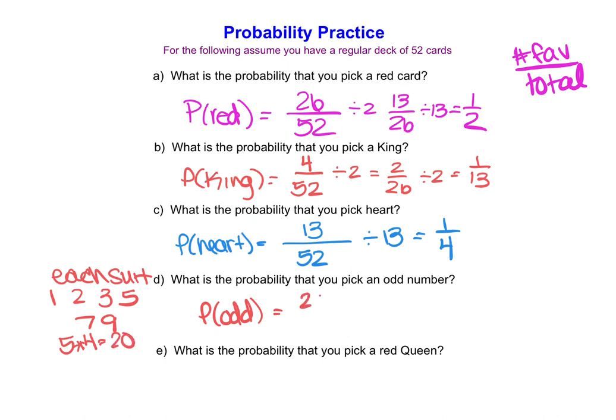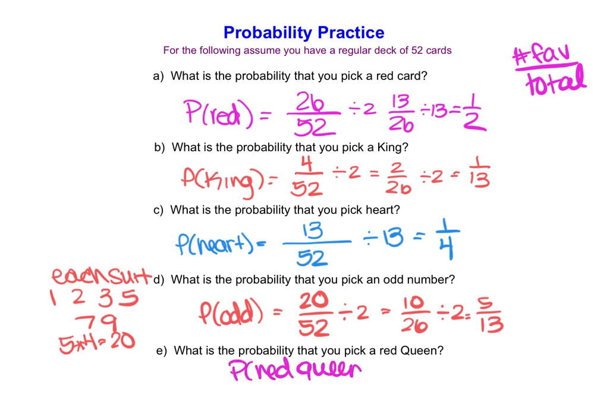So I have 20 favorable outcomes over 52, which is our total. These each divide by 2, so I get 10 over 26. These each divide by 2 as well, so I get 5 over 13 as my probability. And then finally, this last one here says, what is the probability that you pick a red queen?